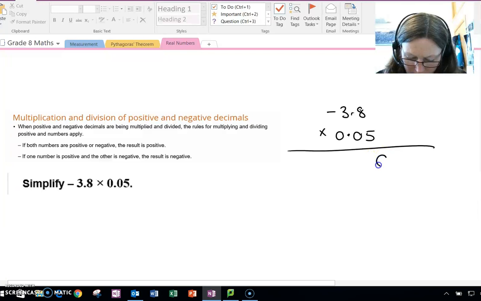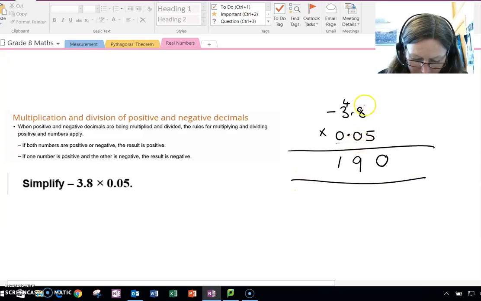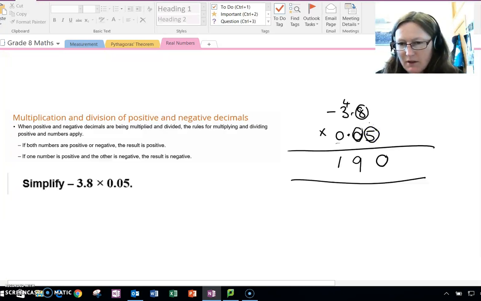5 8s are 40. Put down the 0, carry the 4. 5 3s are 15, plus 4 is 19. So I put down 19. These two numbers are 0, so I don't do anything with them. Now let's look here. There is 1, 2, 3 numbers to the right of the decimal point. So we need to put the decimal point there. So there is 1, 2, 3 numbers to the right of the decimal point.